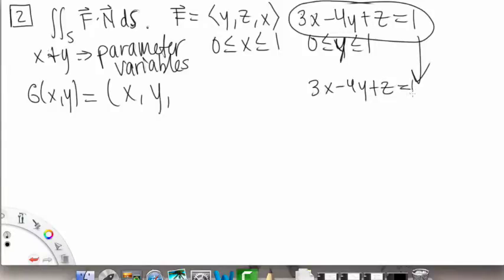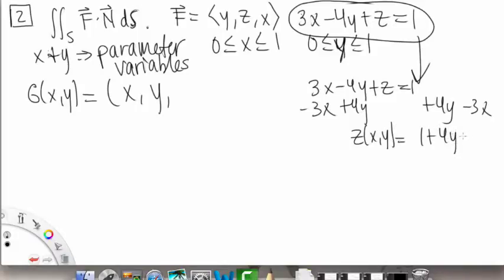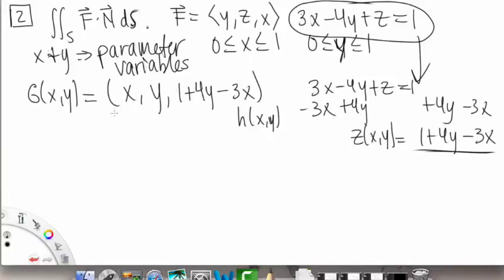plus z equals 1. So what we want to do is add the 4y on both sides and subtract the 3x. Okay, so we're going to get z by itself, so z of x and y is equal to 1 plus 4y minus 3x. Okay, so this is our function of x and y, which goes in the z part. In a previous video I termed this as h of x and y. But anyways, this is our parameterization here, alright?